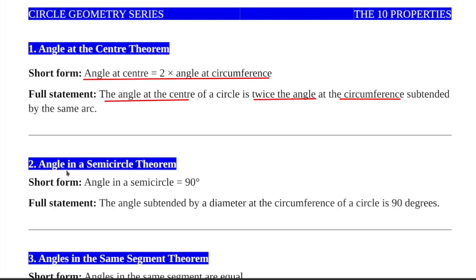Number 2, angle in a semicircle theorem. The short form for it is angle in a semicircle equals 90 degrees. So what does it say? It says that the angle subtended by a diameter at the circumference of a circle is 90 degrees. So once the angle arises from the 2 ends of the diameter on the circumference, you are definitely going to have 90 degrees. So that's the angle in a semicircle theorem.